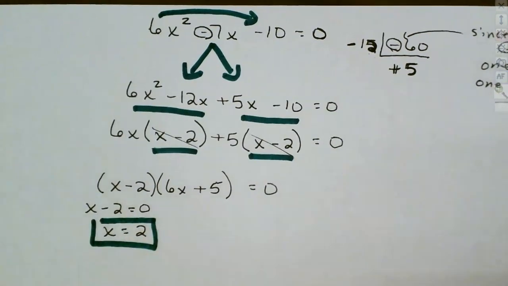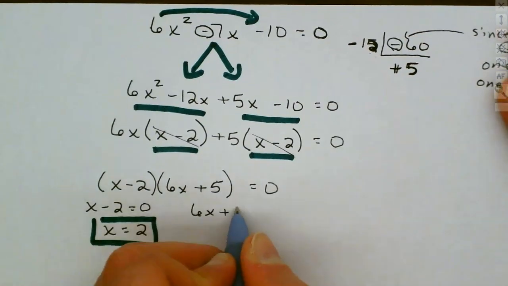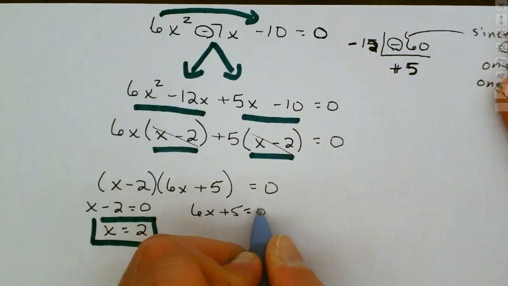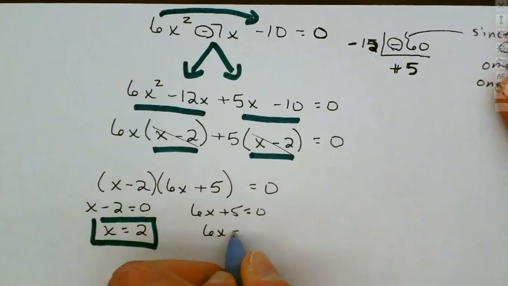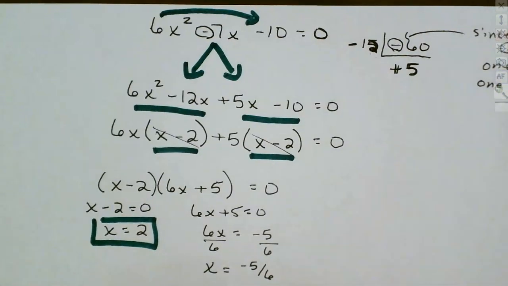And what about the other one? What is it going to be? 6x plus 5 equals 0. So 6x equals a negative 5. We'll divide by our 6. And that leaves me with x equaling now negative 5 sixths. Those are my two solutions there.